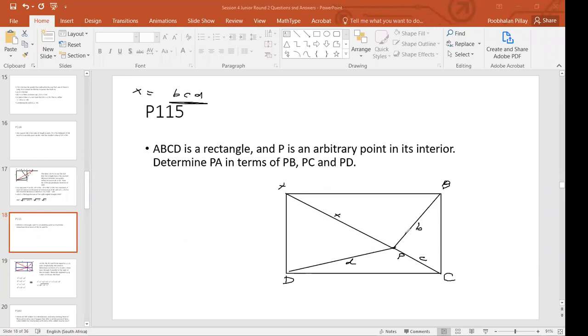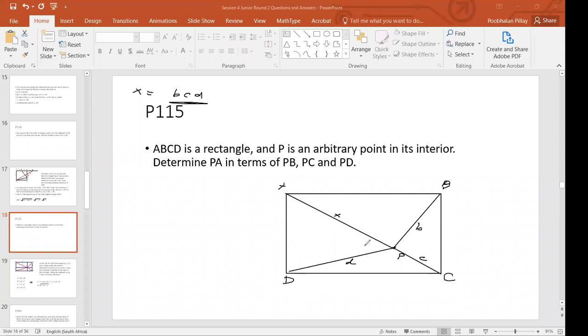Normally they'll give you lengths here. This is 7, and this is 6, and this is 8. Find X, right? In a junior paper, you probably will have something like that. But I made it a little bit more difficult. I didn't give you any numbers here. Instead, I asked you to find X in terms of B, C, and D. Now, how do you go around solving a problem like this?